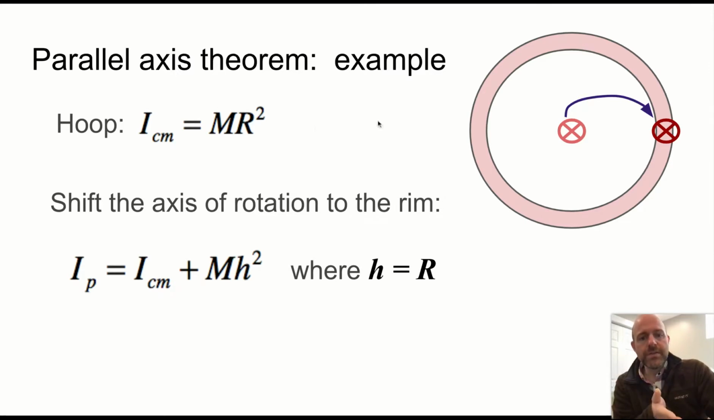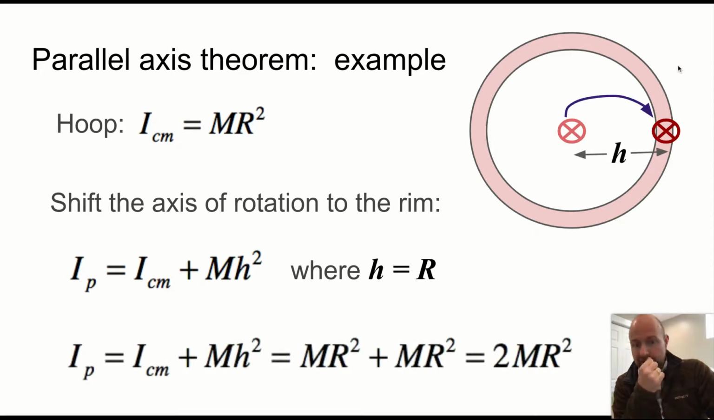So if we want to shift the moment of inertia out to the rim, we need to think about what this h value is. Well, in this case, h is the distance between the center of the hoop and the edge of the hoop, which is just r. So we can put that all together. The moment of inertia is mr squared plus the mass times the shift distance of r, and then we square it. So we get 2mr squared. Right, so double the moment of inertia as if we were spinning it at the middle. And that's because now much of the mass is shifted further away from the axis of rotation.